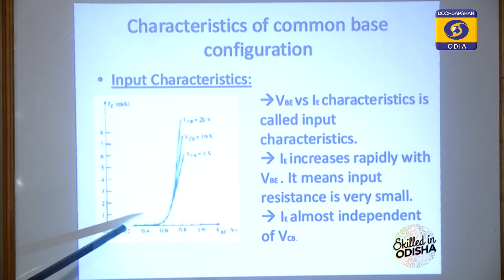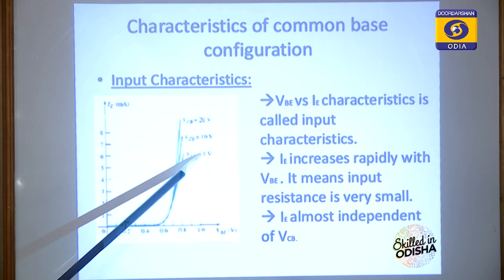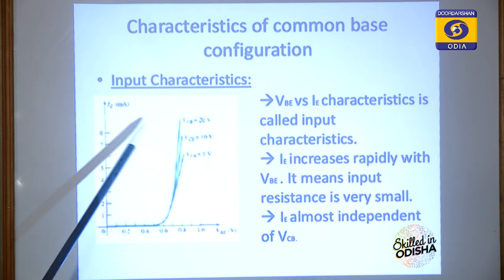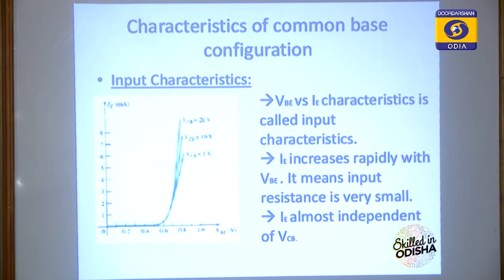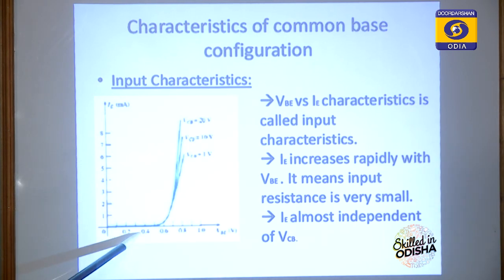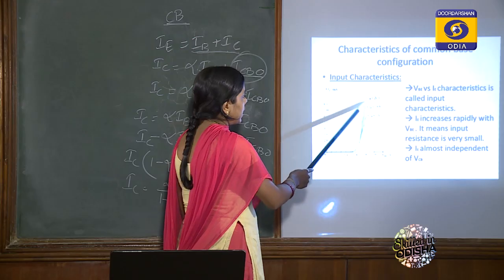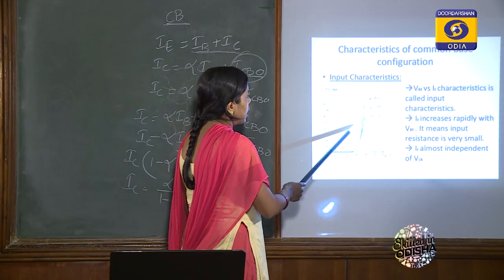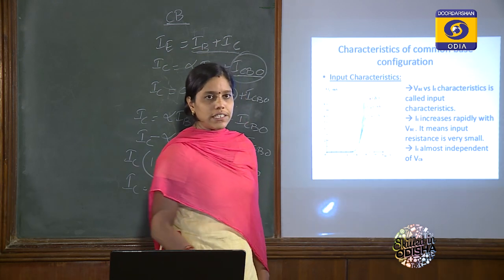So this is the input characteristics curve. Here IE is independent of the output voltage, that is VCB. And when the voltage increases beyond 0.7 volt, the current suddenly increases. This is similar to the input characteristics of a forward biased diode.